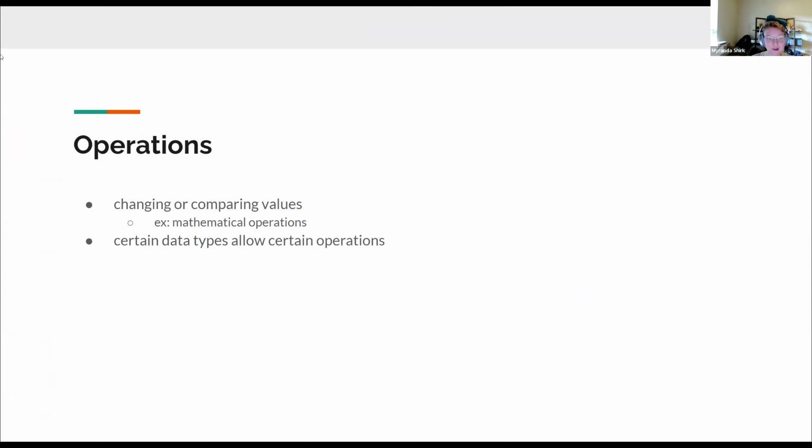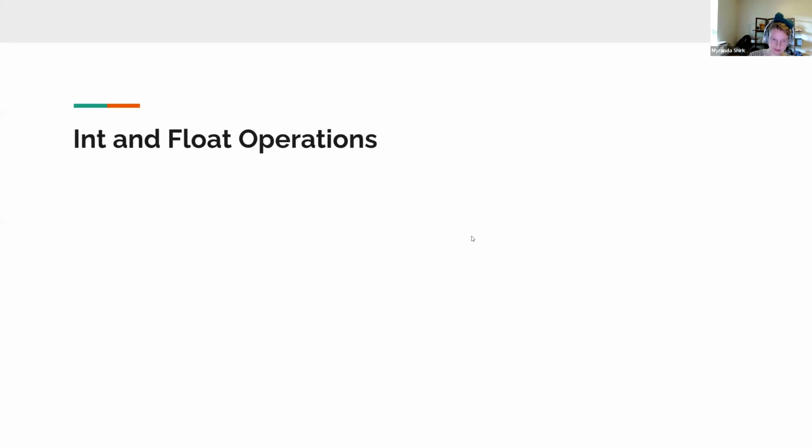All right, so going back to operations, like I said, think of mathematical operations. It's where you're changing or comparing values. And remember, we had a whole discussion about data types, because certain data types allow for certain operations. Like I said, you can't multiply or divide hello by 10 or something. So let's look at what operations are allowed.